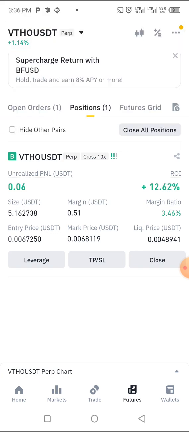You should have a margin or a percentage. Don't just be greedy to trade on it, because it's very risky. Okay, so this is how it works.